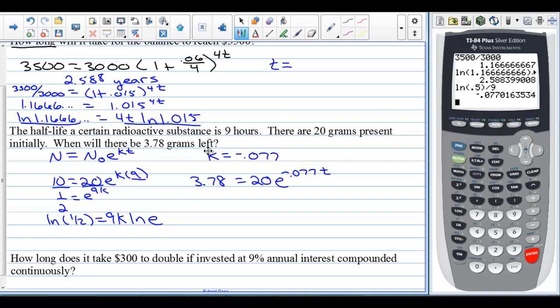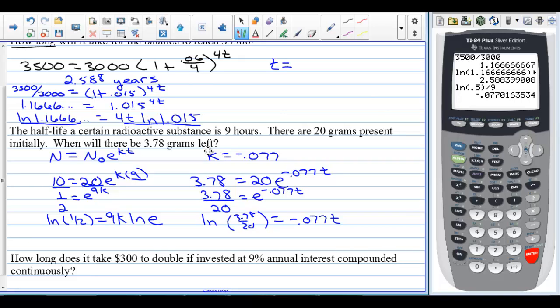Well, you could set 3.78 into y1 and the other side into y2 and find the intersection, no problem. But you can also just do this more algebraically or numerically rather than graphing. So you've got to do a little division. And then we take the natural log of both sides, 3.78 divided by 20 equals, that becomes negative 0.077t.